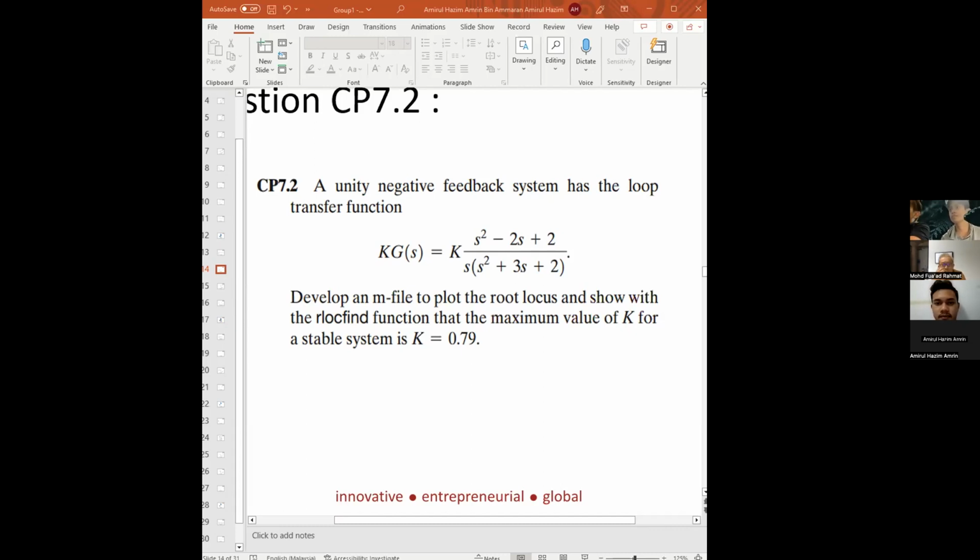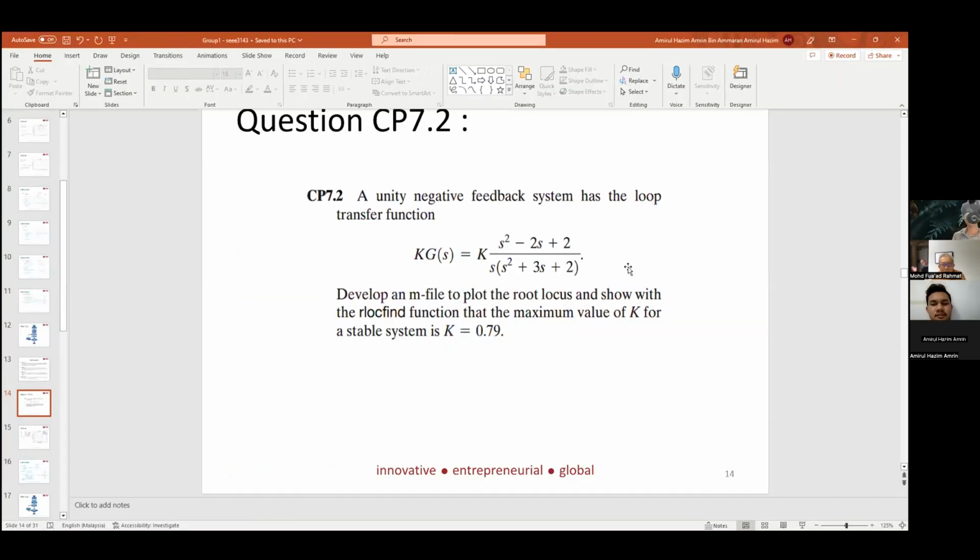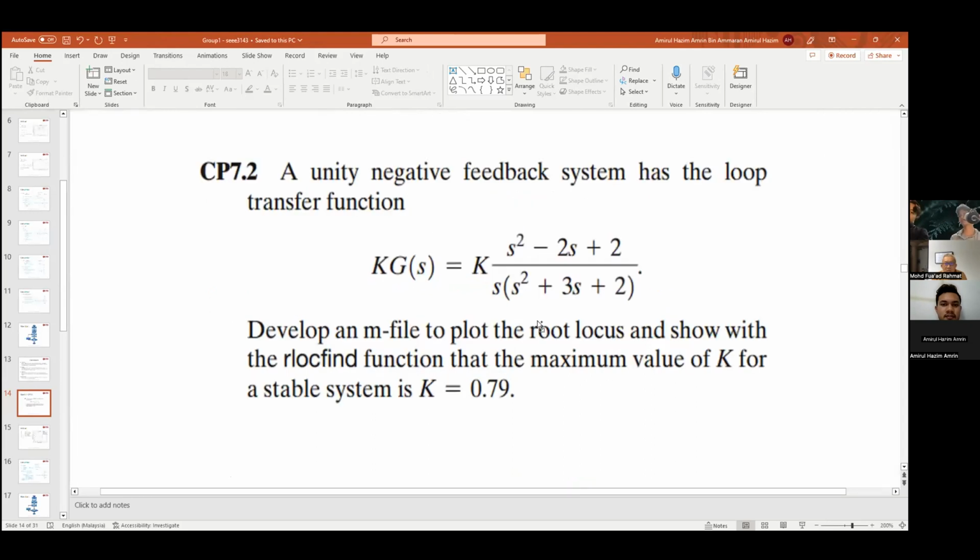Tengoklah Simulink. Awak type dekat Google, YouTube: how to get time response from Simulink. Simple je. Macam unity feedback. Lepas tu kamu run, letakkan oscilloscope dekat input dengan output. Satu wire bagi input, satu wire bagi output. So kita akan observe dekat scope. Senang je, tak susah. Kalau tak boleh nanti WhatsApp lah. Okay, teruskan.